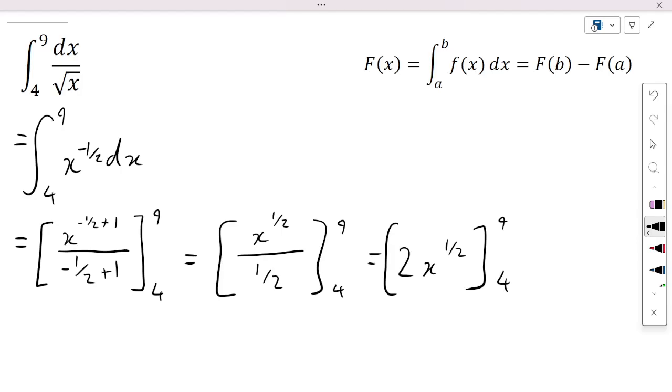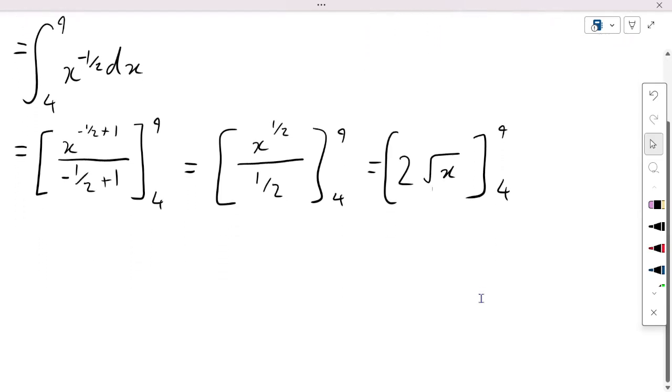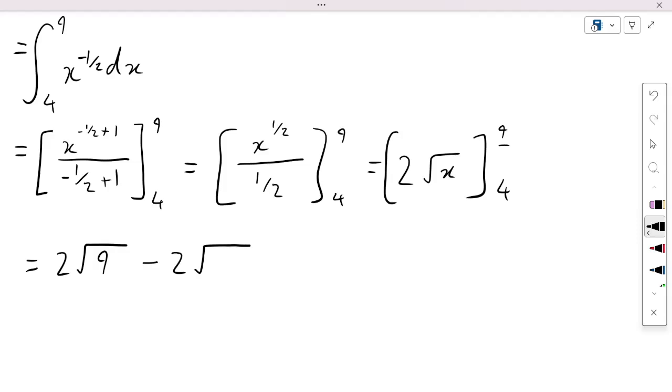But now we can actually simplify, right? Or we can make this easier to read. This x to the power of a half, well, that can actually be written as the square root of x, like that. There we go. Okay, now that we've done that, we can write it in this format over here. So I'm going to start here. 2 multiplied by the square root of the upper limit, which is 9, minus 2 multiplied by the square root of the lower limit, which is 4.